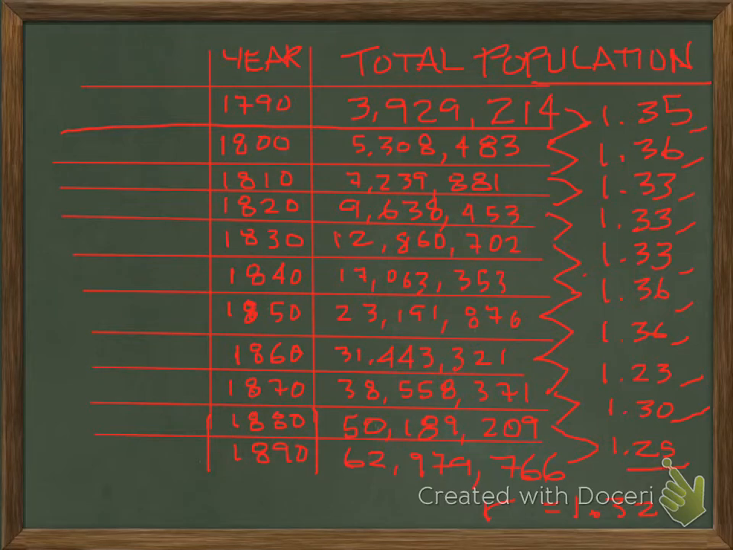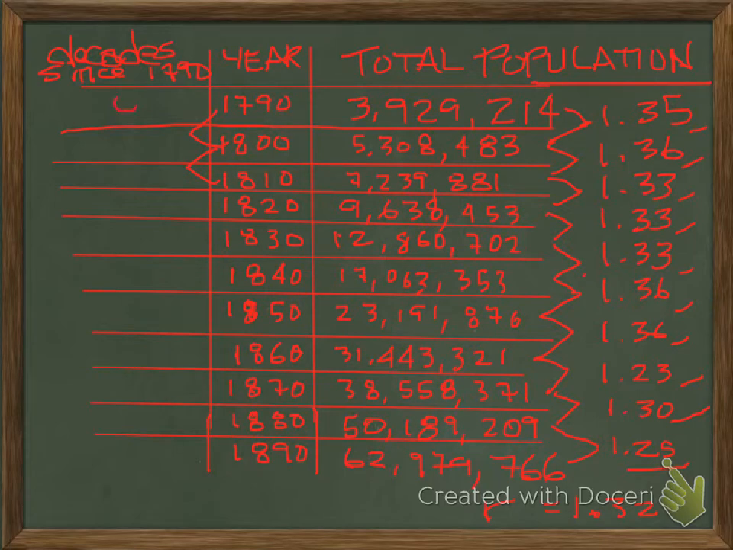Now, let's think about our input. Our output is population. Our input is year. And each time we're going up by a decade. Well, what could we do to that to make it just go up by one, to make it easier to think about? Well, we could think about decades. So let's write over here, decades since 1790. So if 1790 is our starting point, then how many decades after 1790 is 1790?